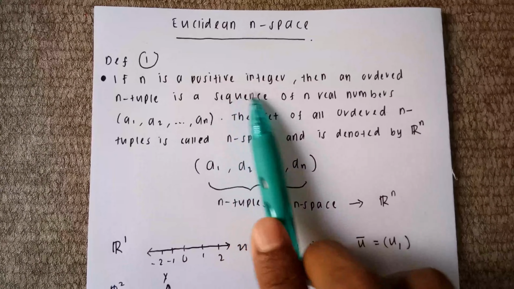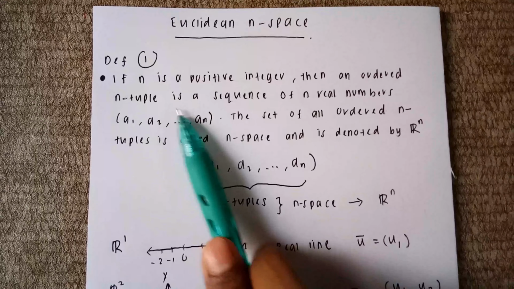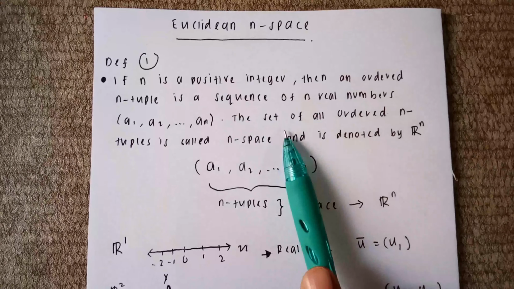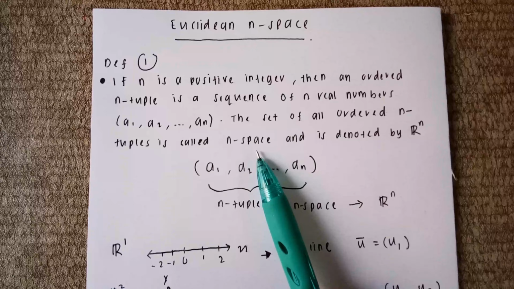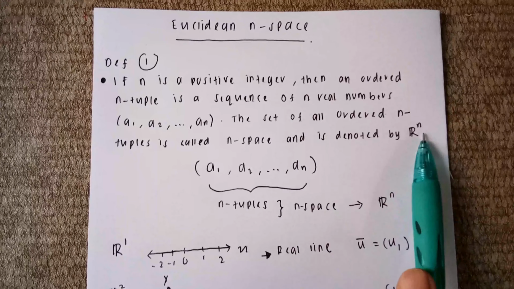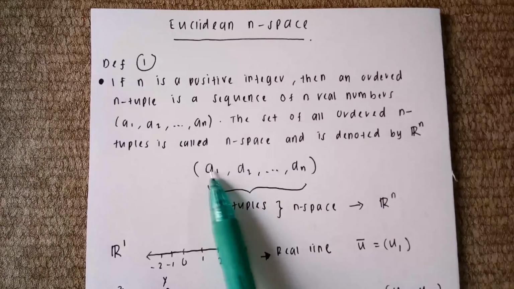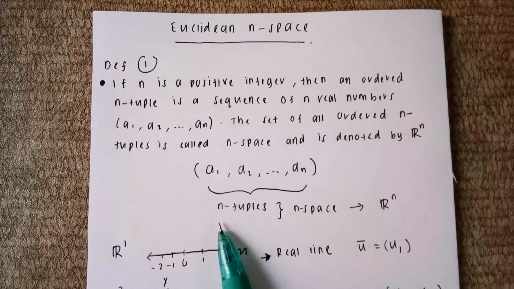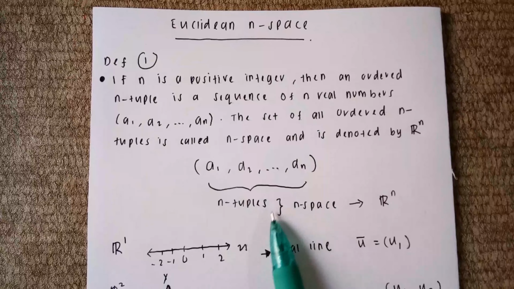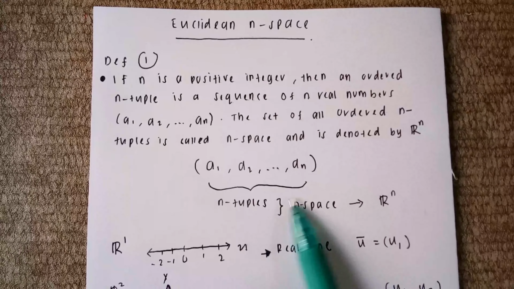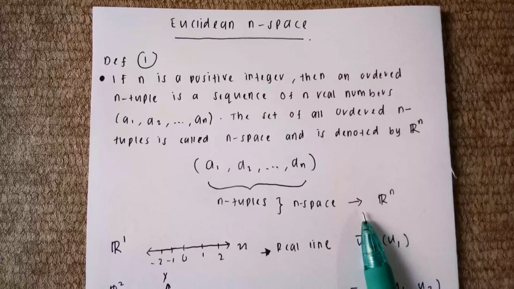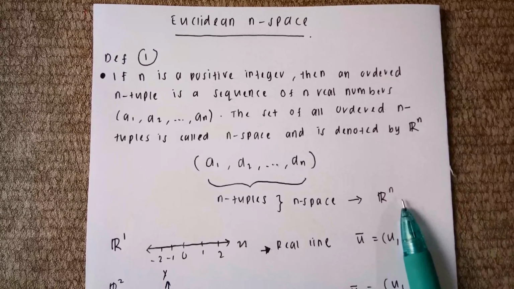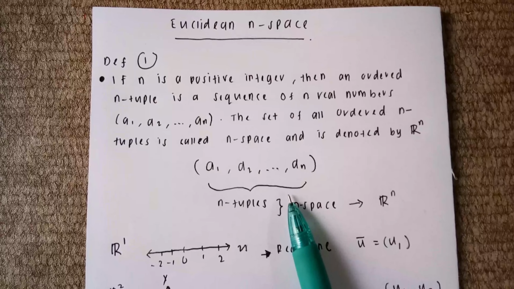If n is a positive integer, then an ordered n-tuple is a sequence of n real numbers a1, a2, ..., an. The set of all ordered n-tuples is called n-space and is denoted by R^n. As we can see here, a1, a2, ..., an are known as the components of a vector, and it is also known as an n-tuple. The set of n-tuples is called n-space, denoted by R power of n. Here, n shows the number of components in a vector.